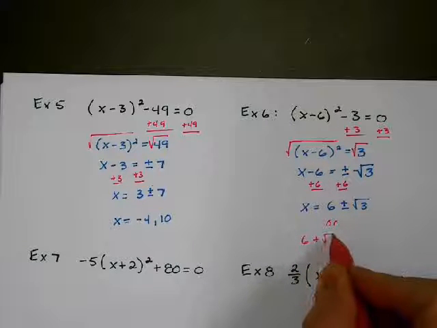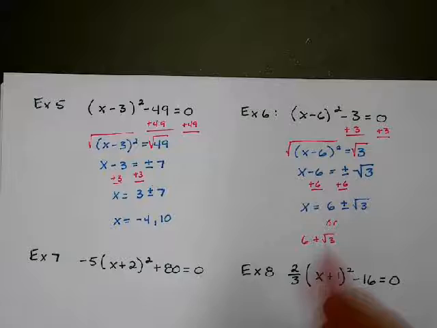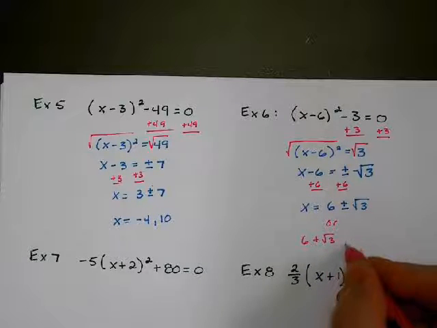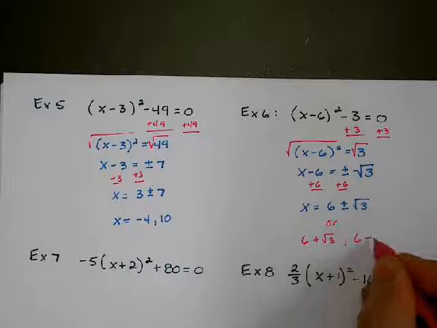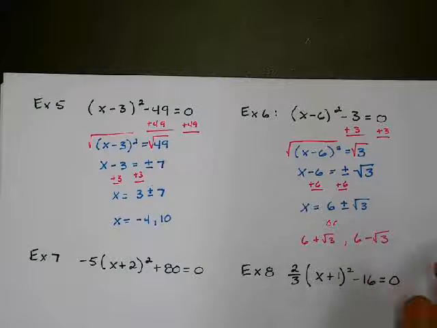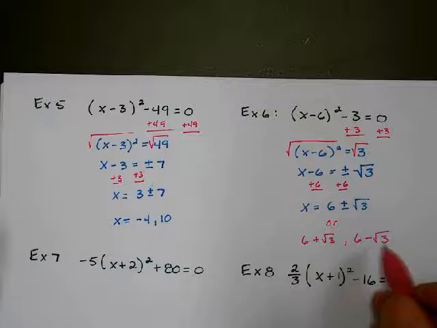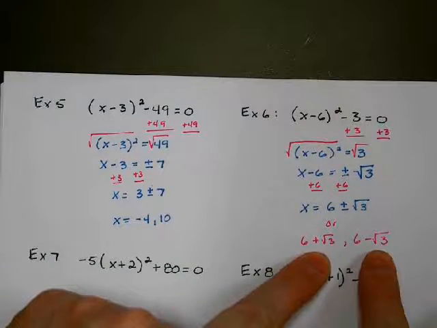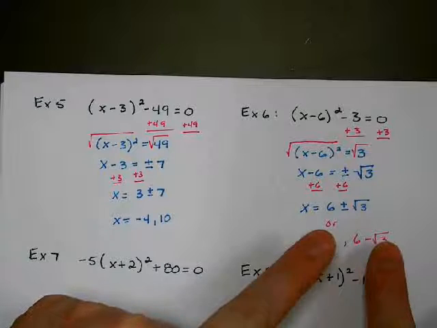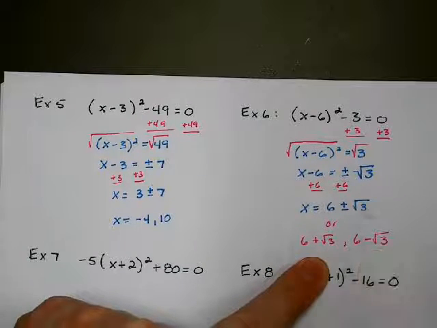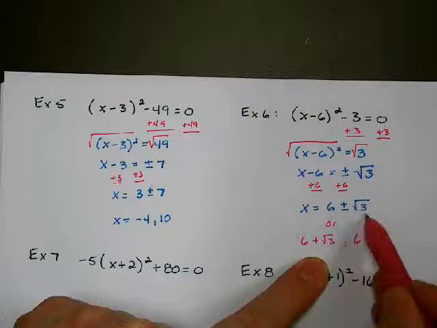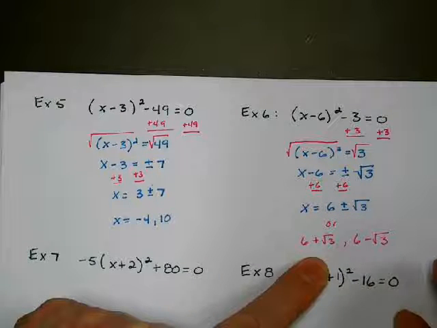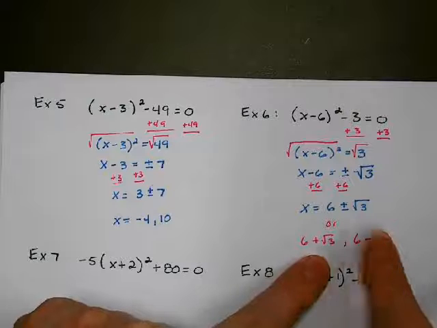So this is like 6 plus 1.7, so about 7.7. And my other answer is 6 minus root 3, which would be 6 minus 1.7. So what's that, like about 4.3 or so? Okay, but I want the exact answer and not about what the answer is. So these are our two answers. But when we have a radical left over, I want you to leave your answer like this: 6 plus or minus root 3. But these are the two answers that it is made up of: 6 plus root 3, 6 minus root 3.